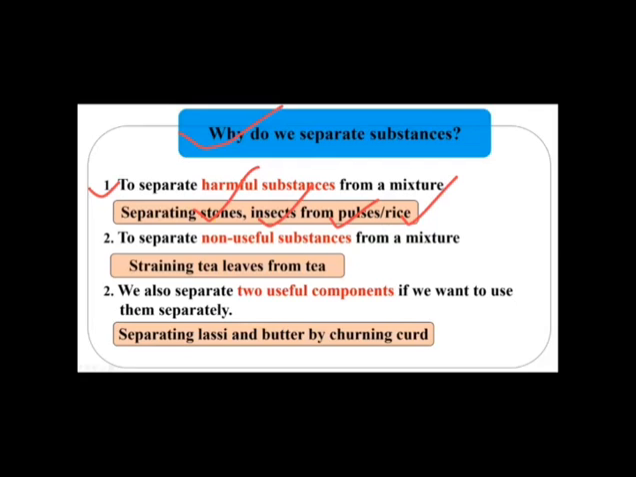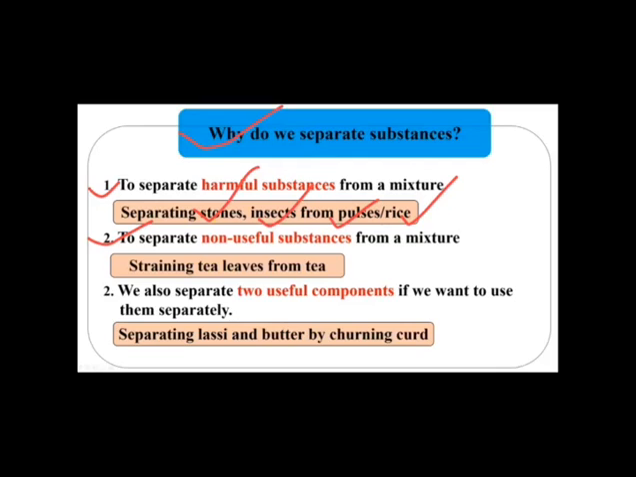Okay, now the next reason is to separate non-useful substances from a mixture, and the example is straining tea leaves from the tea. We have already seen that the tea leaves are useless for us, and we separate them from the tea by the use of a strainer, right? So here we have separated the non-useful substances from the useful substances, from a mixture.